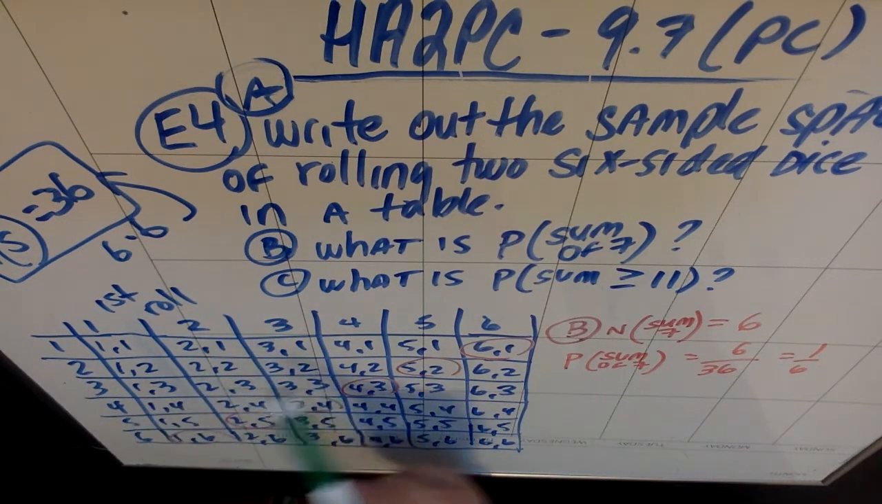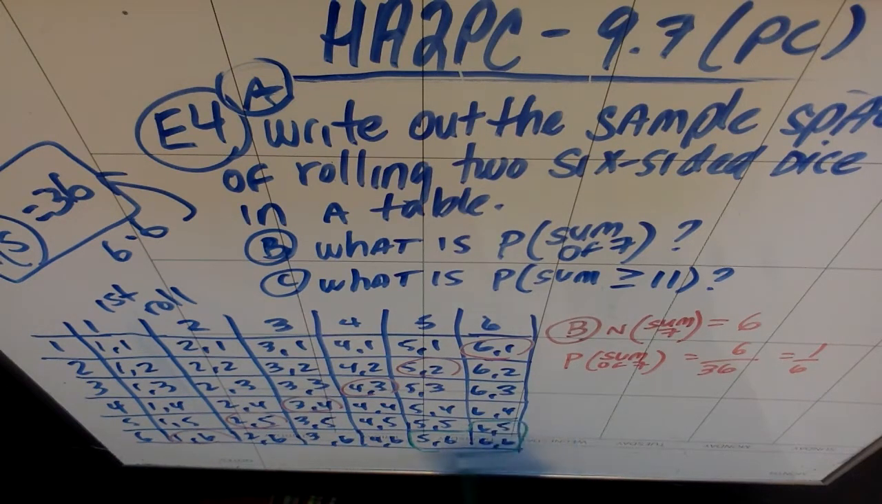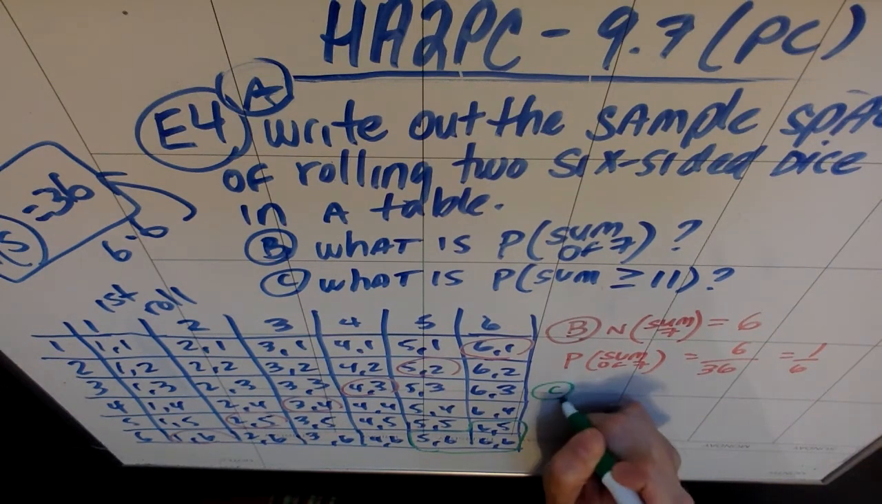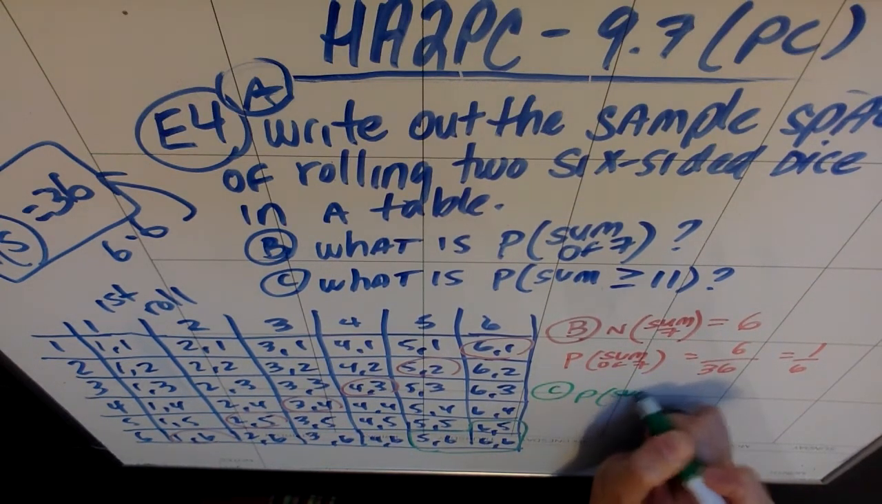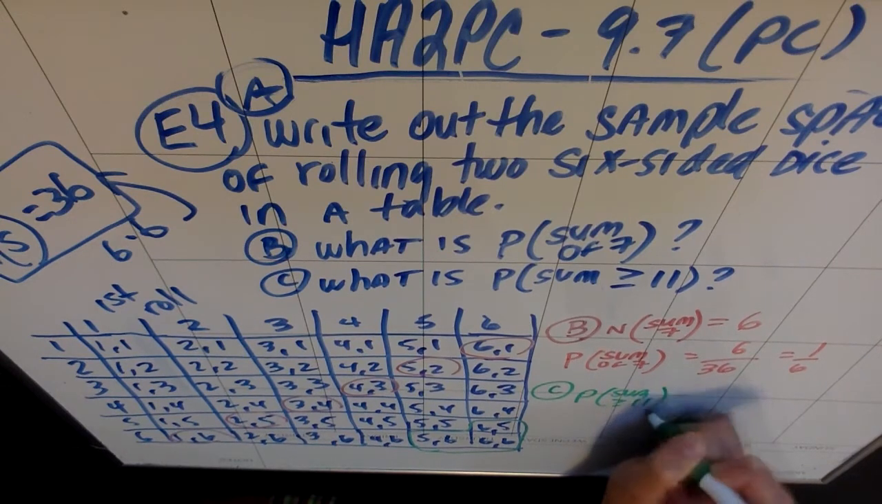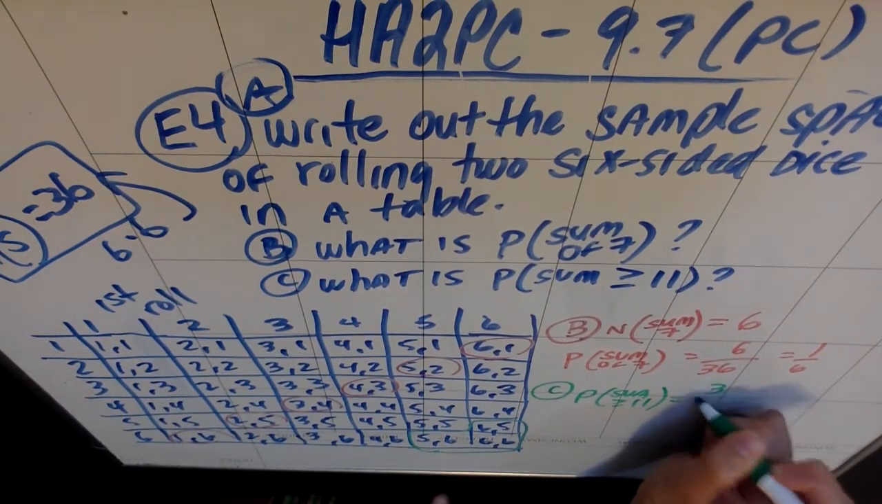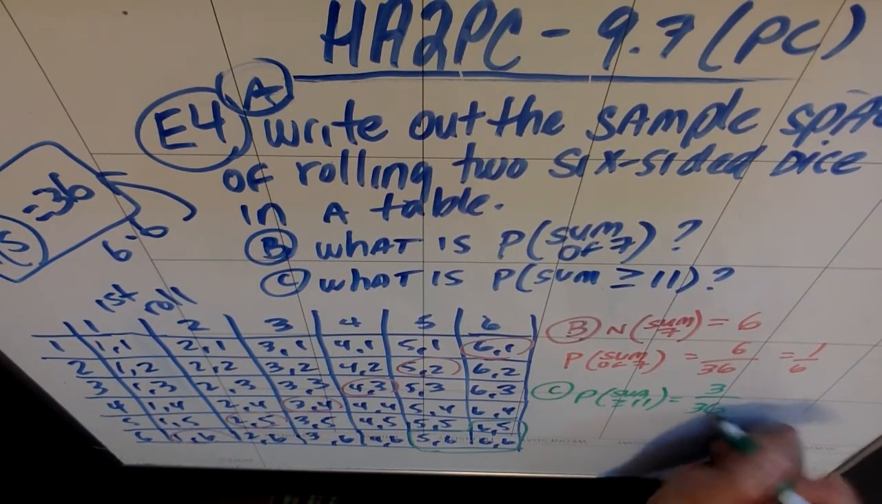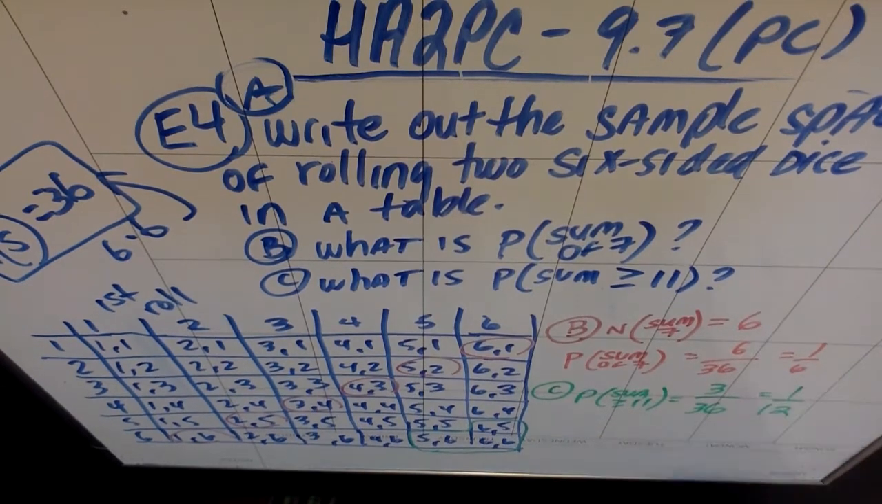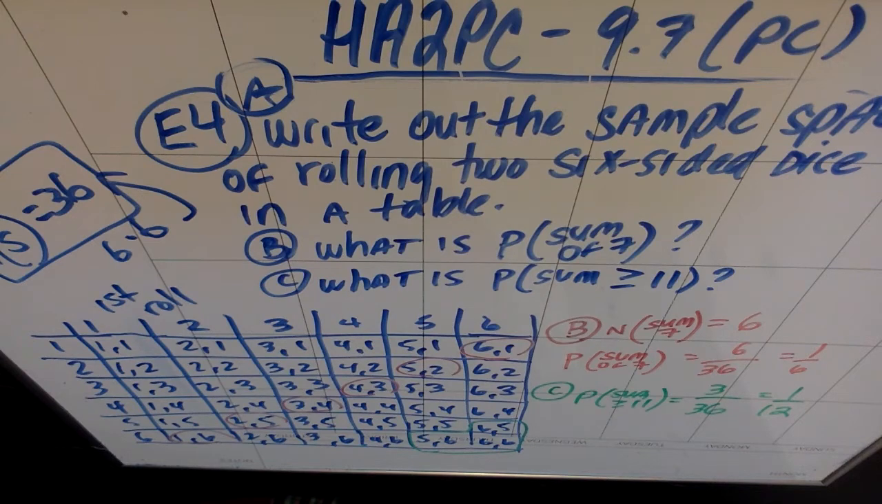I can just rule out all these low numbers right away. The only way I'm getting an 11 or higher is with these big rolls, right? A 5 and a 6, and a 6 and a 5, or 6 and 6. So the probability that the sum is greater than or equal to 11 is going to be these 3 outcomes over the total 36, which means 1/12. Now, you could have figured this out sort of by guess and check without the table, but these kinds of questions are a lot easier if we have this table.